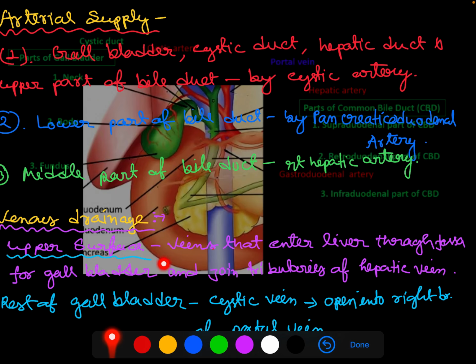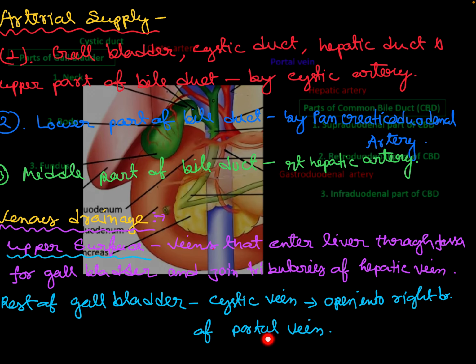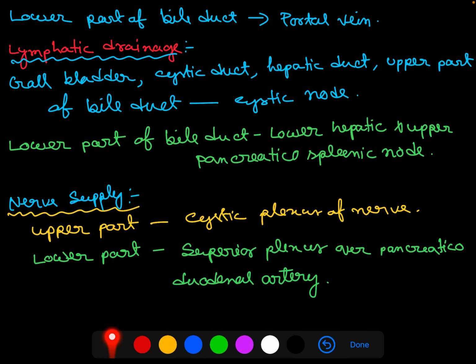Then venous drainage. The upper surface drains into the liver through the fossa of the gallbladder and joins the tributaries of the hepatic vein. And the rest of the gallbladder, the cystic vein, opens into the right branch of the portal vein. The lower end of the bile duct drains into the portal vein. Venous drainage is done by the portal vein.